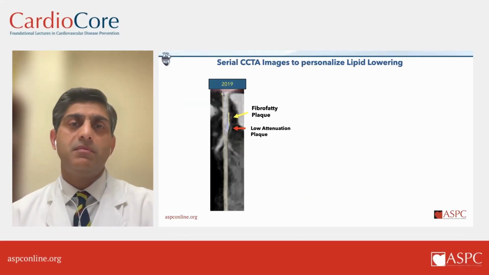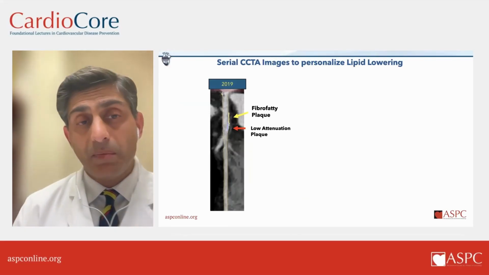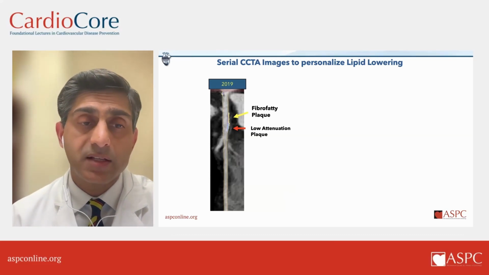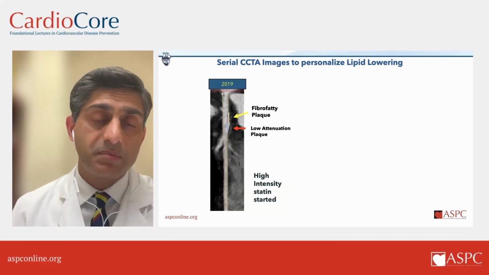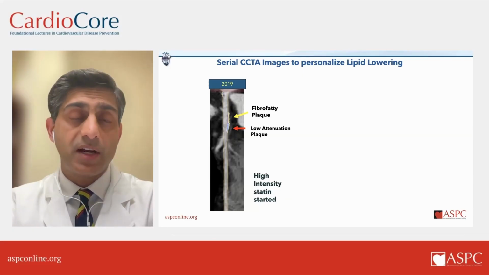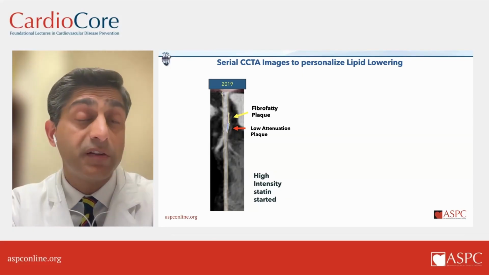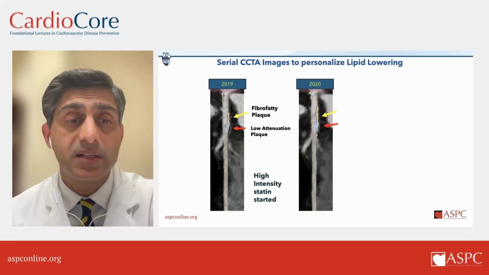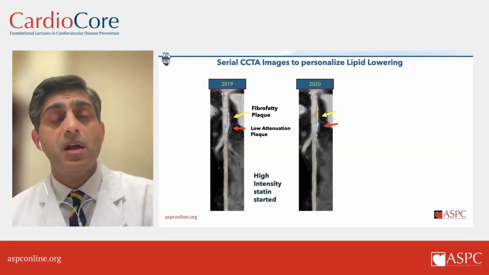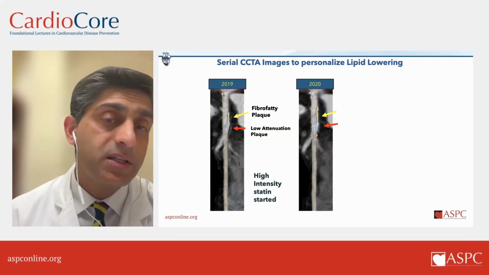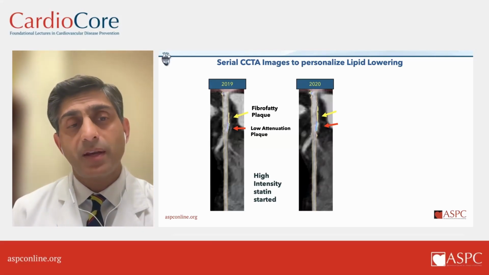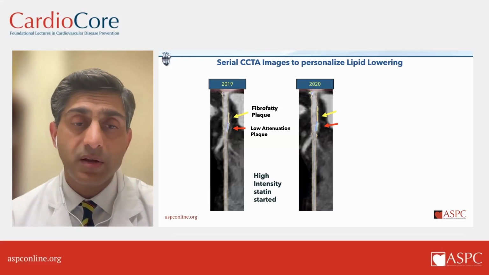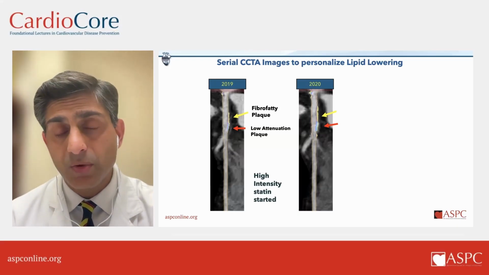This is a real nice graph showing a patient that had fibrofatty plaque and low attenuation plaque. As I mentioned before, that's a patient with increased cardiovascular risk, at least 4.8 times more likely to have a myocardial infarction. I think it'd be fair to say most people would try to start high intensity statin therapy. But when this patient got a serial CTA a year later, you can see here that there appears to be progression of disease, both in terms of the fibrofatty plaque and the low attenuation plaque.